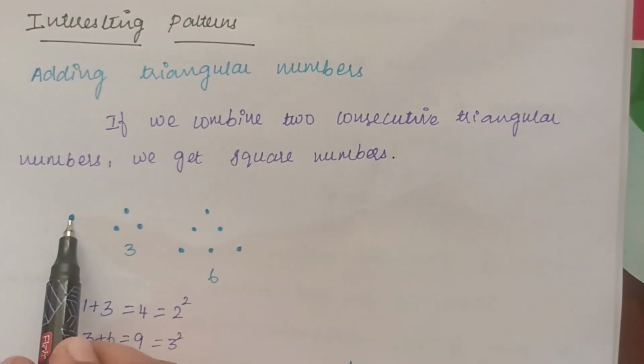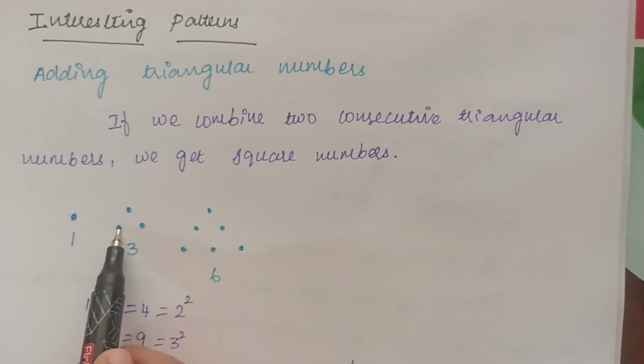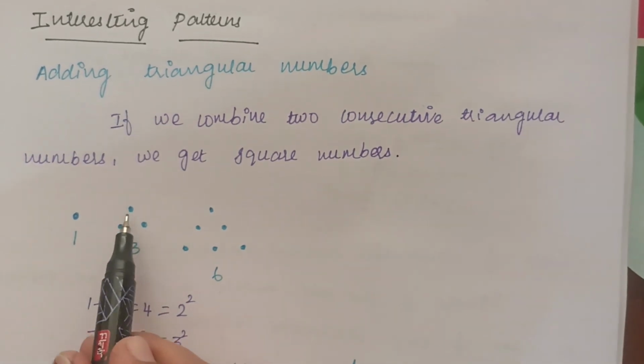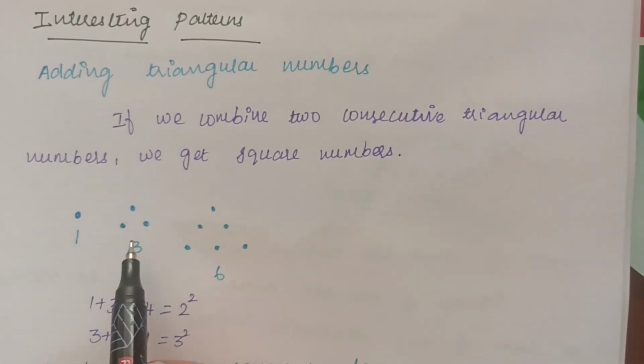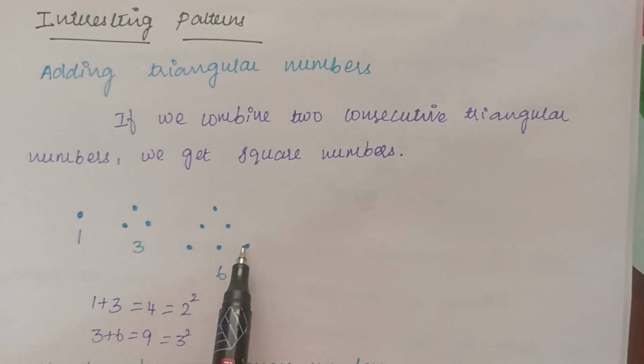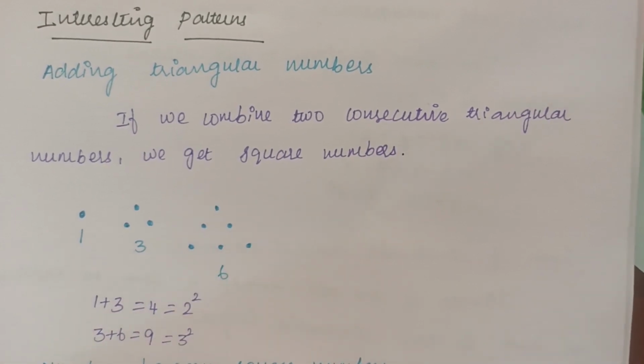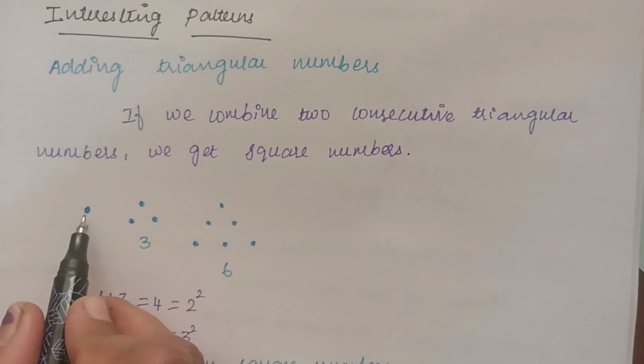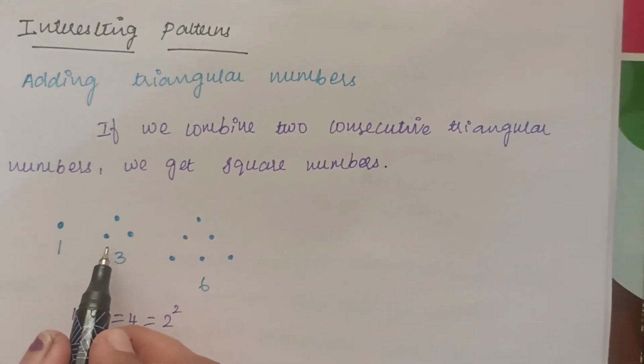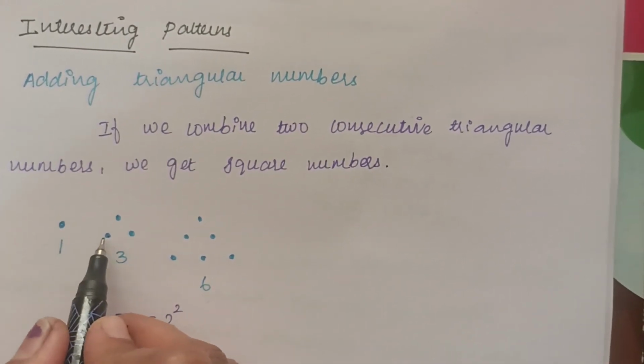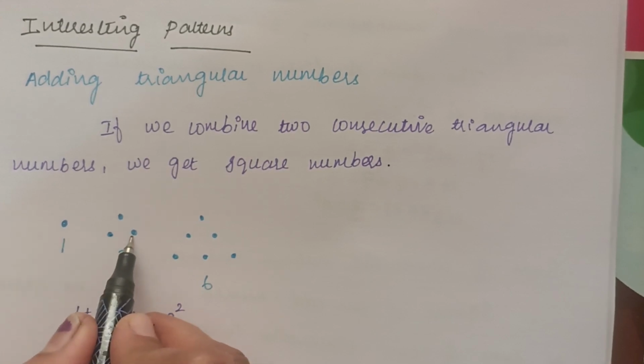So here we have one dot. Here we have 1, 2, 3. So this is in the shape of a triangle, and here we have 1, 2, 3, 4, 5, 6 dots. Here we have one dot. For the next triangle we have to add 2 dots.